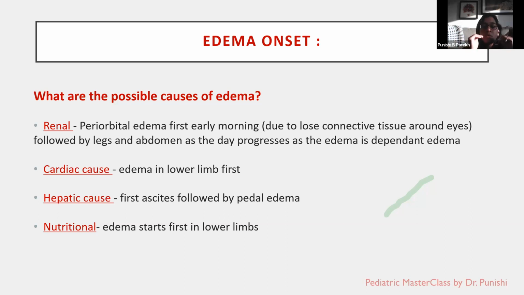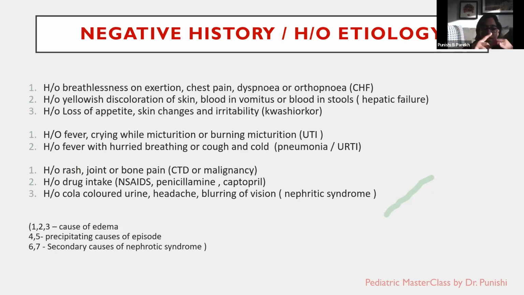Okay, so now that we know that these are the possible causes of edema that we need to rule out from our history, what negative history will you ask for? So the first thing, if I'm wanting to rule out a cardiac cause of edema, whether there's history of breathlessness on exertion, chest pain, dyspnea, or orthopnea. For hepatic cause of edema, I'll ask for yellowish discoloration of skin, blood in vomitus, or blood in stools. For kwashiorkor, I'll ask for history of appetite change, skin changes, or irritability.